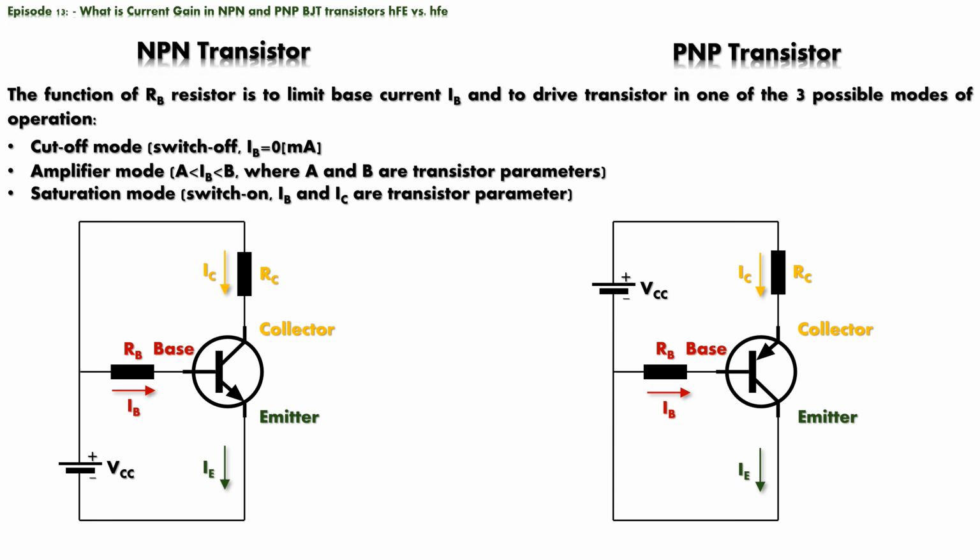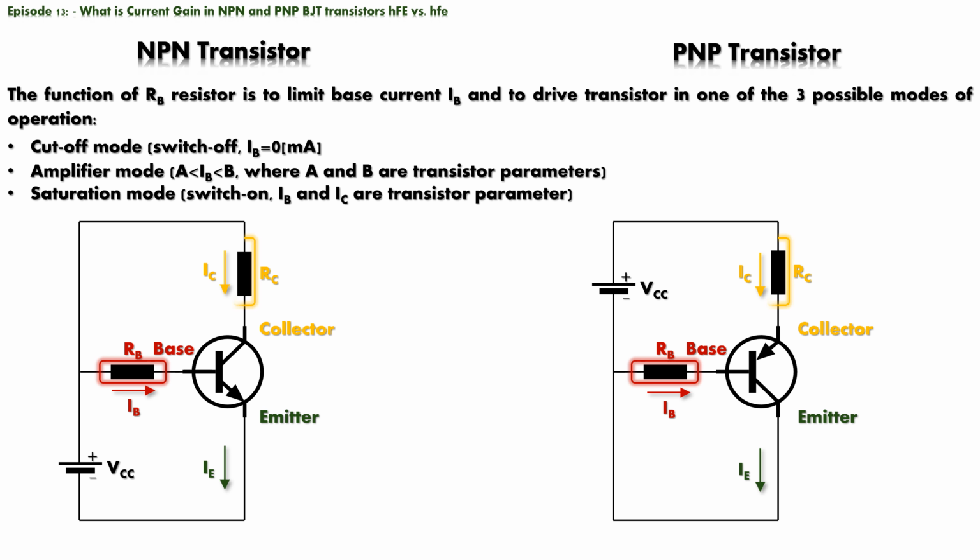Firstly, we have biasing resistor RB. Its function is to limit current going into the base terminal of the transistor. Secondly, in addition to base current limiting function, it is also used to bias the transistor, or simply put, depending on its value and transistor parameters, it is used to drive the transistor into one of the three possible modes of work: cut-off mode or off-switch, amplifier, and saturation mode, or on-switch.